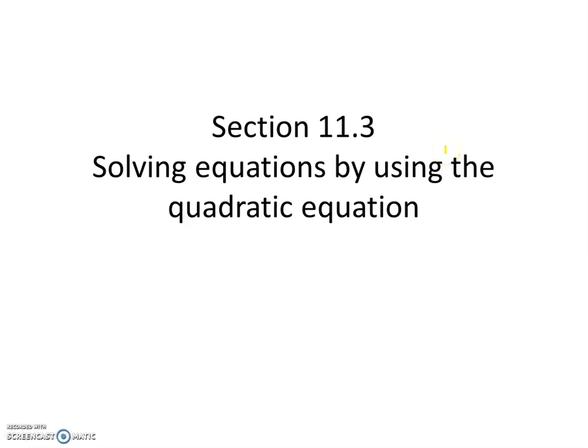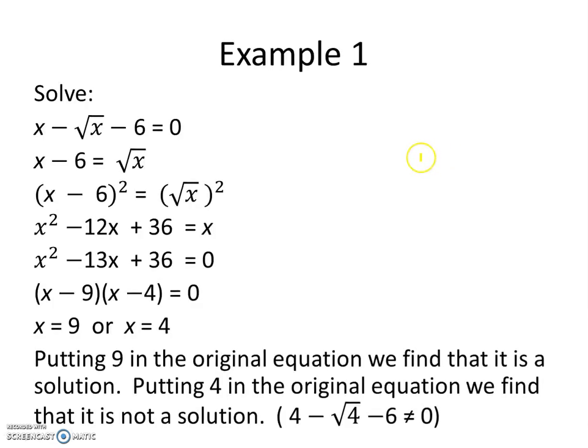So today we're going to be looking at section 11.3, solving equations by using the quadratic equation. On example 1, we have to solve x minus the radical x minus 6 equals 0. We add the radical x to both sides and we're left with x minus 6 equals the radical x.